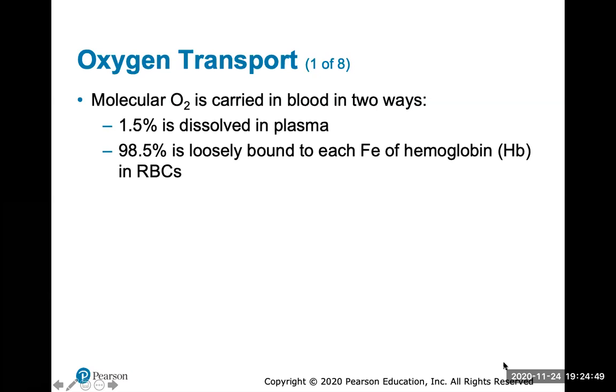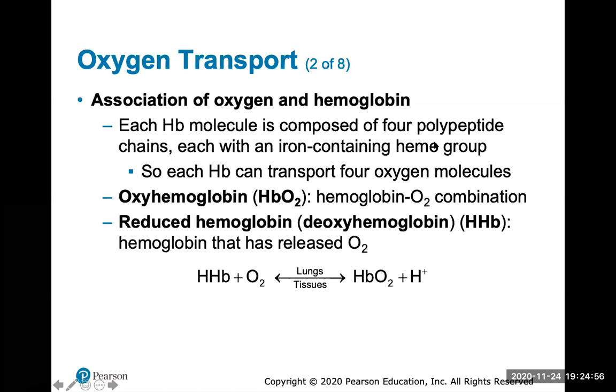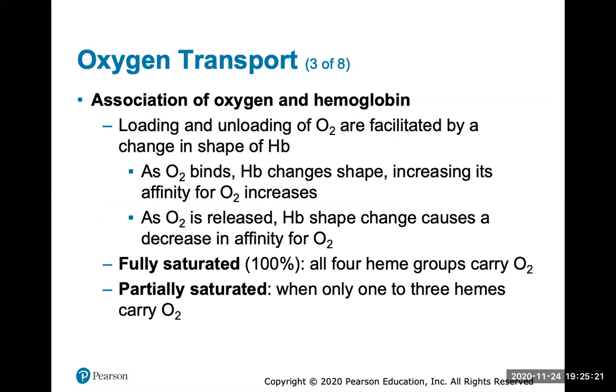We know that molecular oxygen is carried mostly bound to the iron in hemoglobin in red blood cells. This takes us through the association of oxygen and hemoglobin. Basically, each hemoglobin molecule is composed of 4 polypeptide chains, each with an iron-containing heme group. So each hemoglobin can transport 4 oxygens. Oxyhemoglobin is the hemoglobin-oxygen combination, and reduced hemoglobin is hemoglobin that has already released its oxygen.